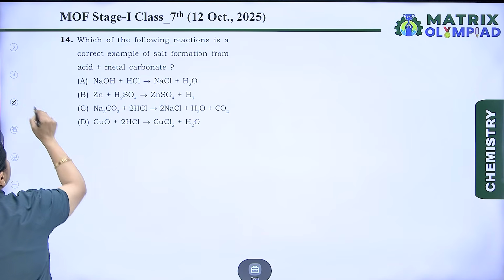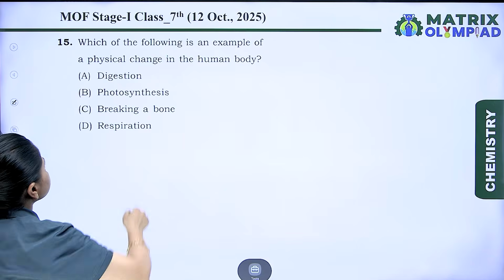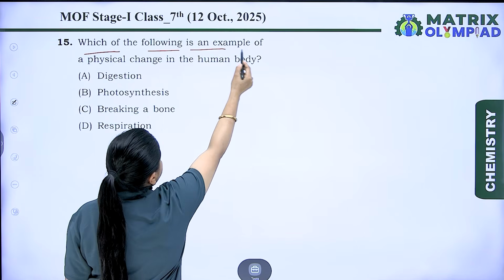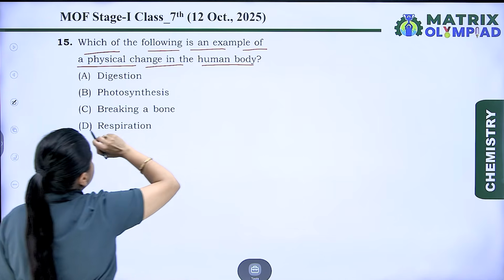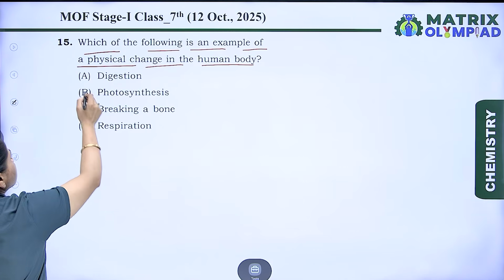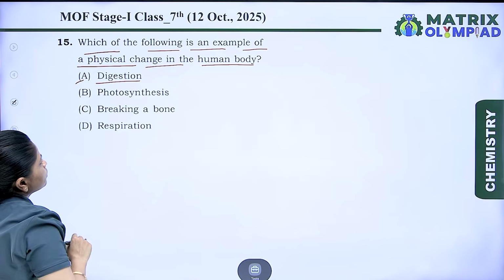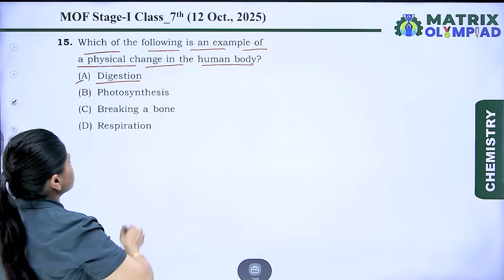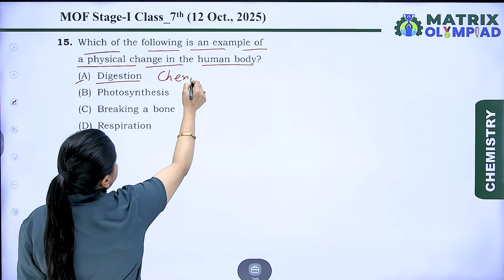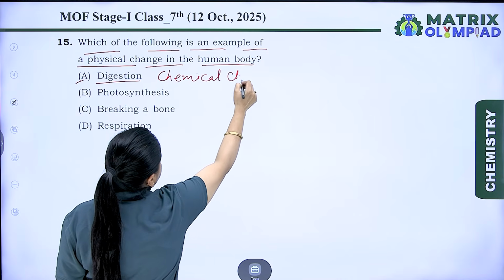Now the next question is, which of the following is an example of a physical change in the human body? Let's take the options. A, digestion. No, digestion is not a physical change but it is a chemical change because some new substances are formed.